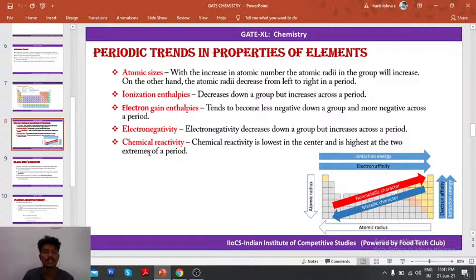All right. Then chemical reactivity. The chemical reactivity is the lowest in the central part, where elements of intermediate chemical nature are located. So in the center it will be low, and high at the two extremes. So these are the various trends in the periodic table: atomic size, ionization enthalpy, electron gain enthalpy, electronegativity, and chemical reactivity. Okay.